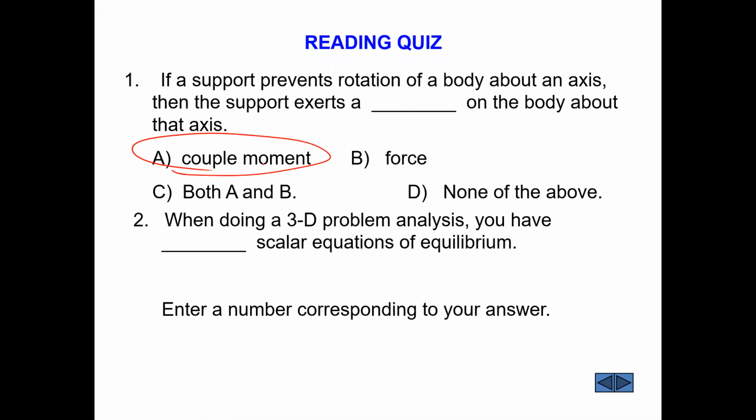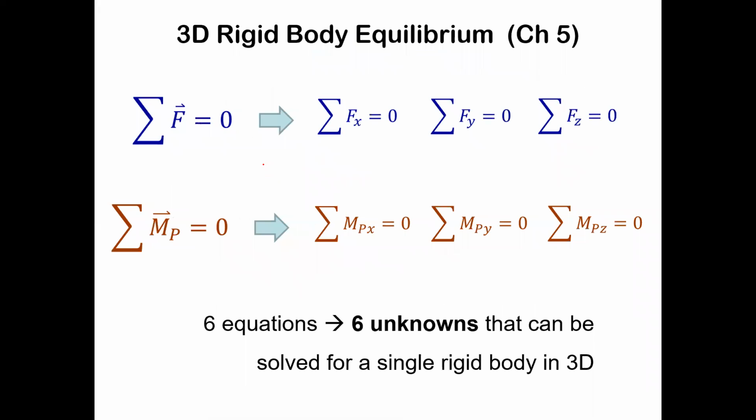6, because you can have 3 equations of forces in the x, y, and z, and 3 equations of moments in the x, y, z. So that means the problems become a lot more complicated.